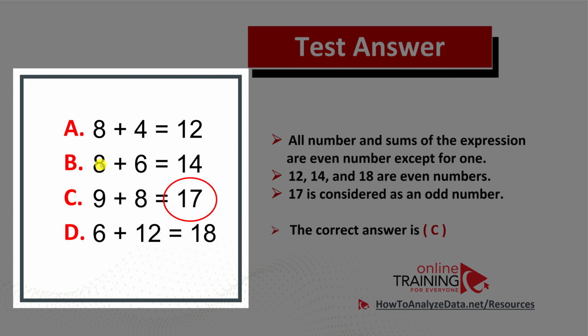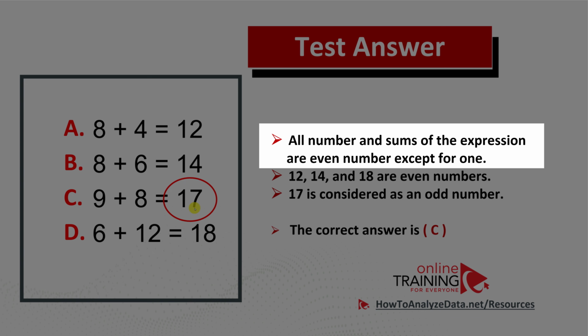Expression B is the same thing, 8 plus 6 is 14, all even numbers. Same with expression D, 6 plus 12 equals 18. So the expression C has 2 odd numbers, 9 and 17. And if you look at the answers, you can also figure it out by just looking at the answer. The answers are 12, 14, and 18 for solutions A, B, and D. And for the C, the answer is 17.